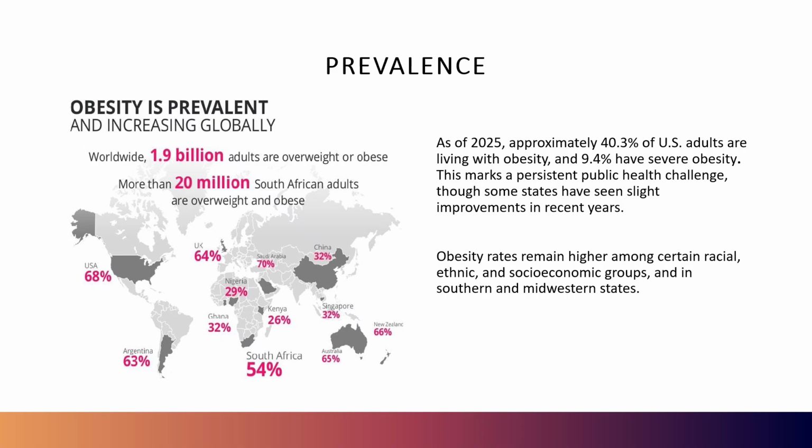Prevalence. As of 2025, approximately 40.3% of US adults are living with obesity, and 9.4% have severe obesity. This marks a persistent public health challenge, though some states have seen slight improvements in most recent years. Obesity rates remain higher among certain racial, ethnic, and socioeconomic groups and in southern and Midwestern states.